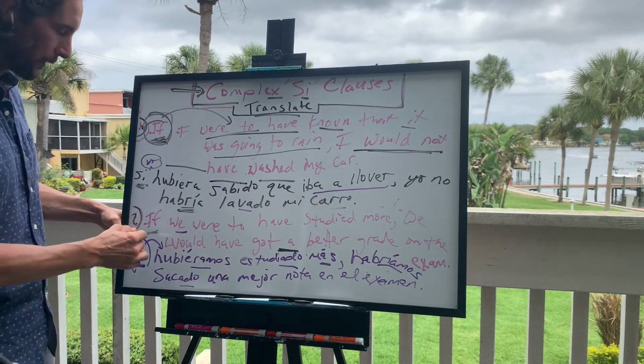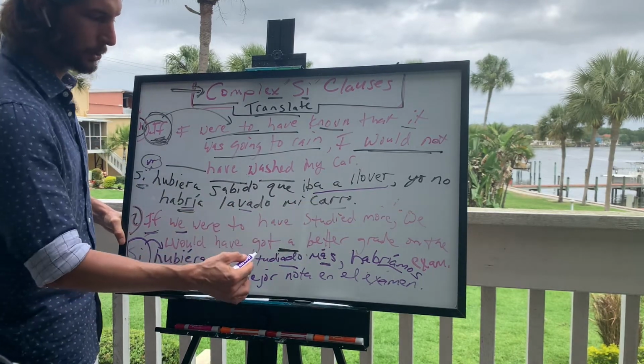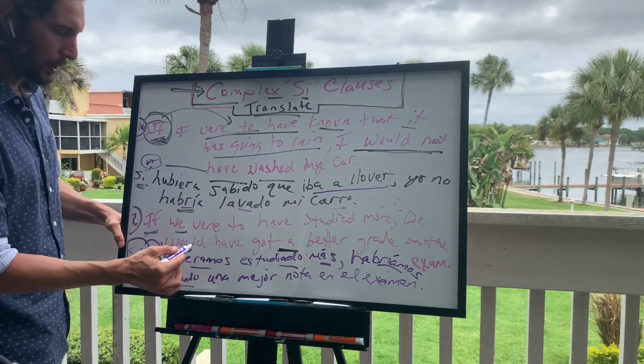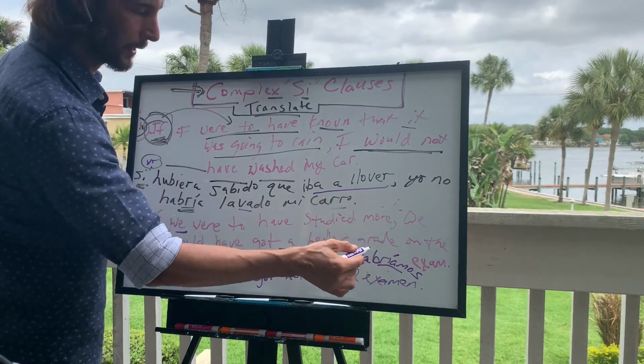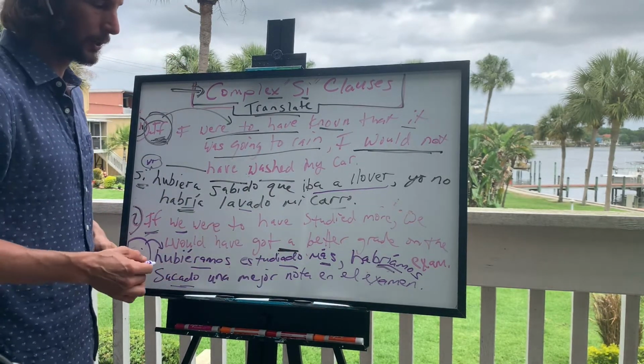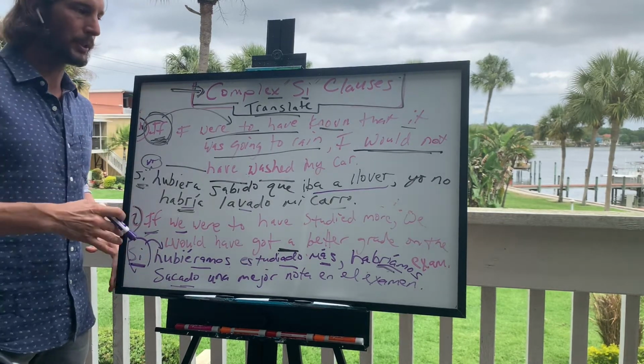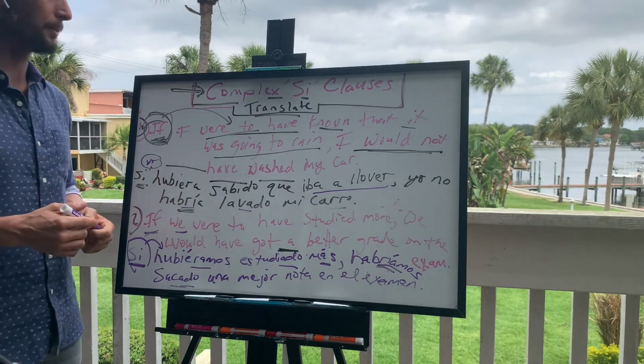Just to review the English: if we were to have studied more, si hubiéramos estudiado más, we would have gotten a better grade on the exam. Habríamos, we would have, sacado una mejor nota en el examen. So that's one way to put together complex "si" clauses.